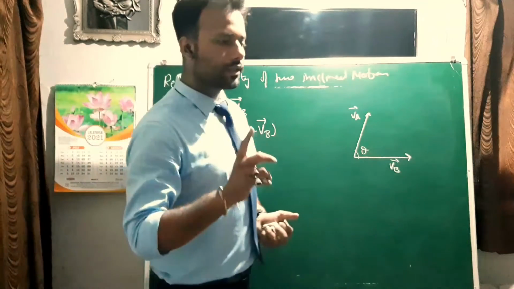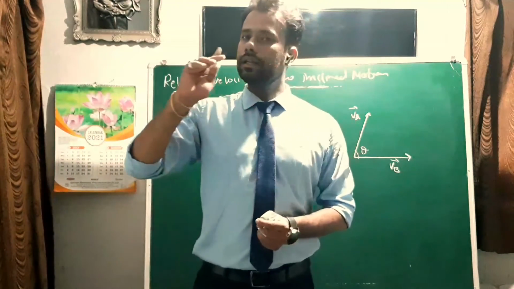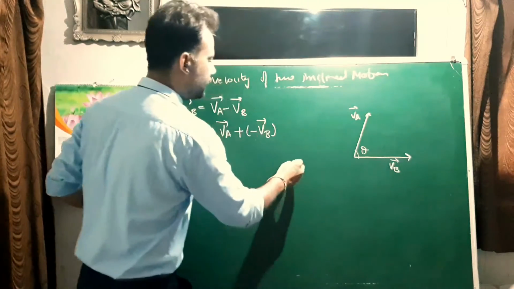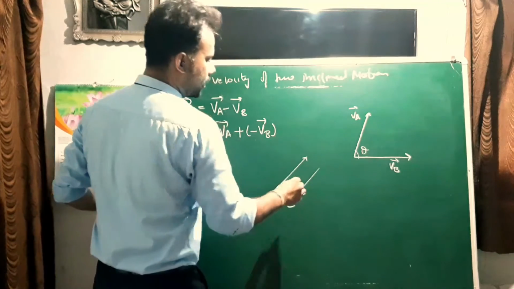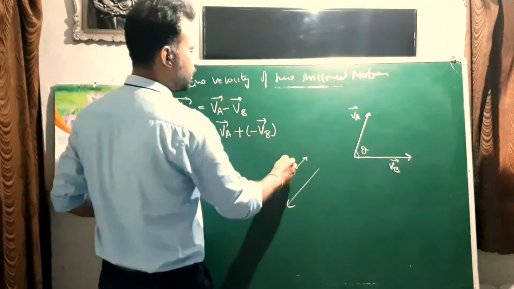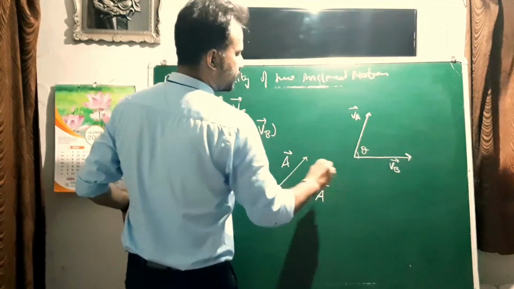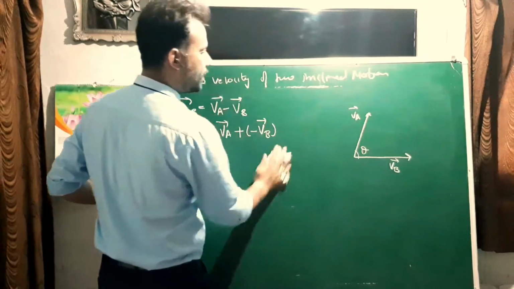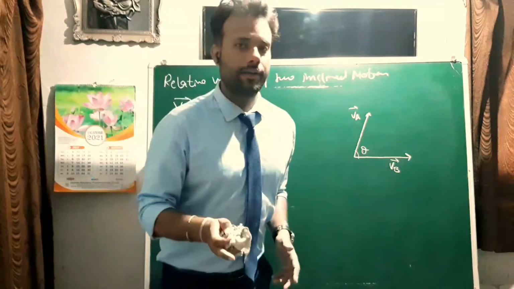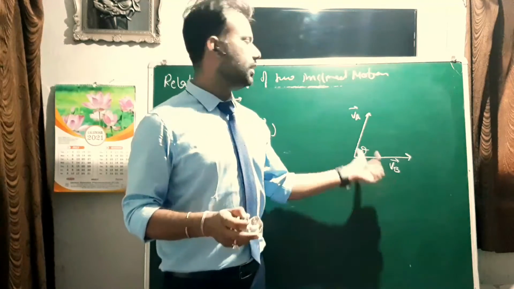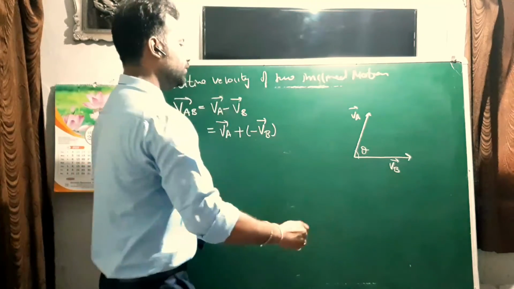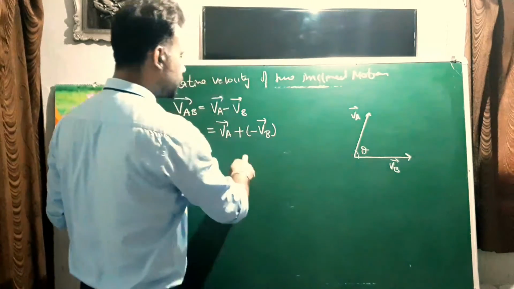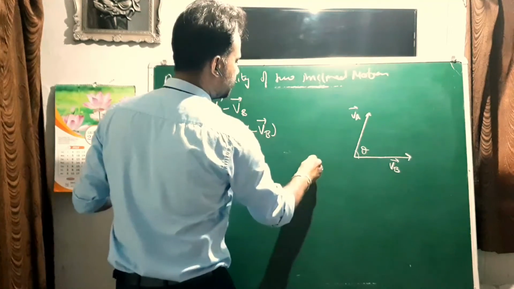And you know that we have discussed the negative vector in the very initial part of the chapter. Negative vectors are nothing but they are equal in magnitude but opposite in direction. Suppose this is a vector A, then this will be vector minus A, right? So instead of subtracting VB from VA, we can add the negative vector of VB to VA. How can we do that? If this is VB, then what will be VA? It will be on the opposite side. The diagram will become like this. This is VA, no problem.